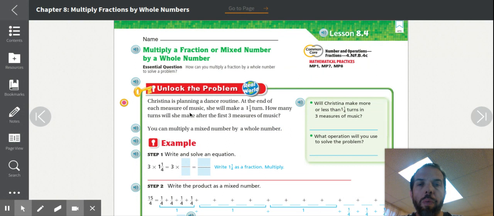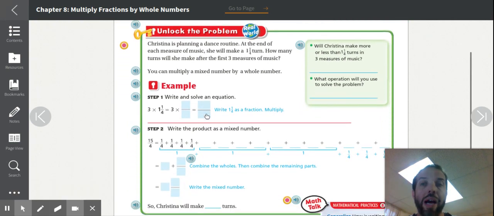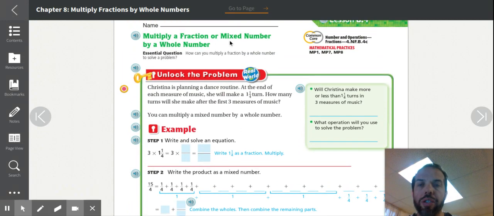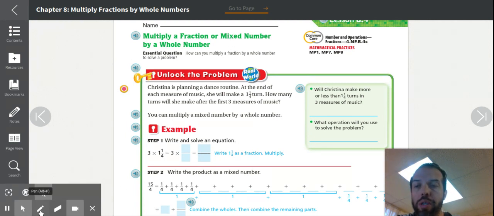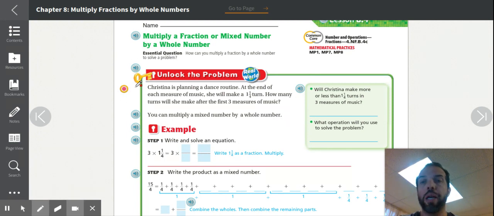All right, so last week we were talking about just how to solve these problems. I like this lesson because for our visual learners, it's going to really help us understand why we're doing it the way that we are. So let's get right down to it. We're going to be multiplying a fraction or a mixed number by a whole number. So we're going to start off today with a word problem. The first thing you guys are going to want to do is determine, are we multiplying a fraction or are we multiplying a whole number?